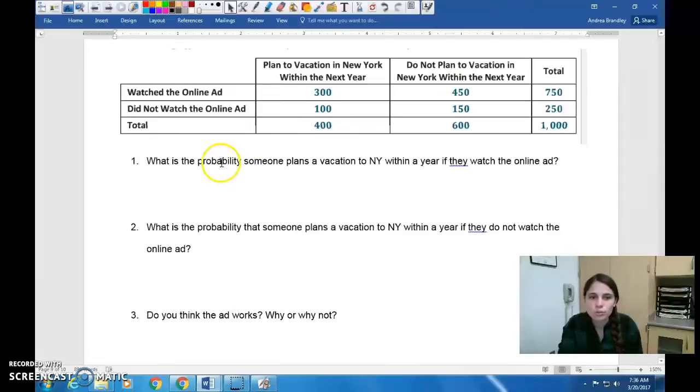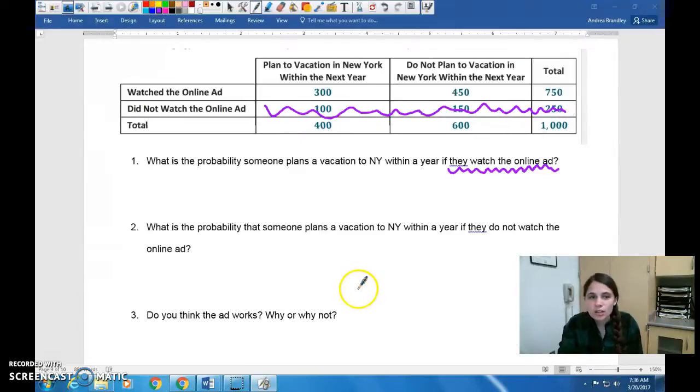So the first question is, what is the probability someone plans a vacation to New York if they watch the online ad? So this is telling us right here they were only worried about the people that watch the online ad. So we're not worried about these people that did not watch the online ad. We're going to just ignore them for a minute. So we don't really care about our total either because we just care about people who watch the online ad, which is just this top part.